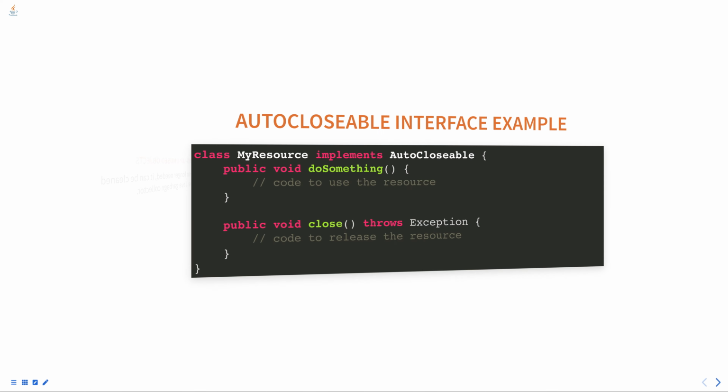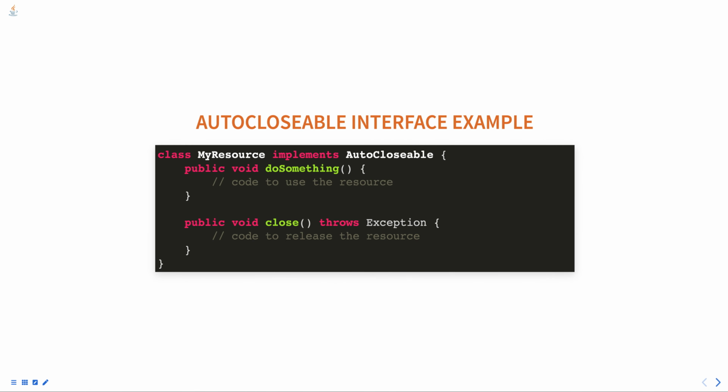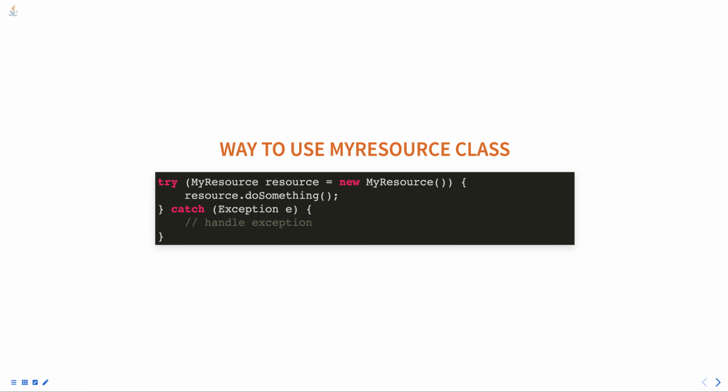Here is an example of a class that implements the AutoCloseable interface. In this example, the class MyResource implements the AutoCloseable interface, which means it has a close method. The close method should be used to release the resources associated with this class. The recommended way to use this class is by using the try-with-resources statement.